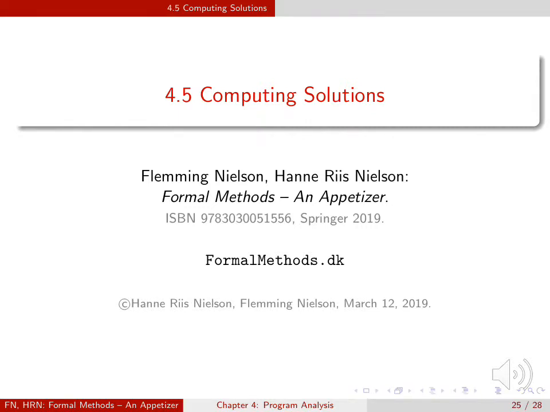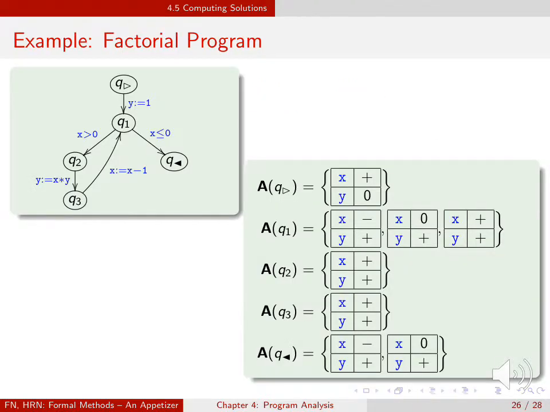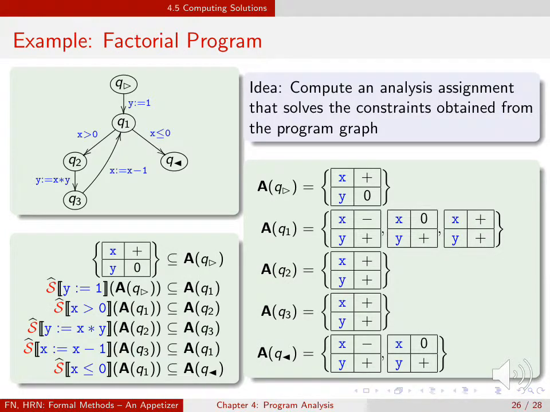Finally, we will develop an algorithm that computes the least solution that satisfies the constraints. So let us recall the factorial program and the least solution that we are looking for. The idea is to compute an analysis assignment that solves the constraints obtained from the program graph. The constraints are shown here, where for the initial node we incorporate the single abstract memory where x is positive and y is 0.